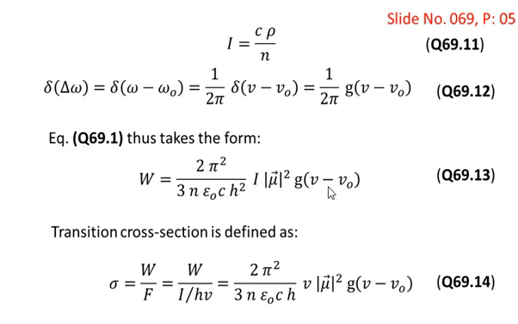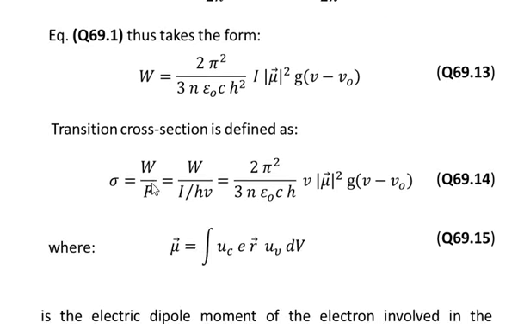The transition cross section is also defined as sigma is equal to W over F, where F is the flux of the incident beam. So W divided by the flux F of the beam, which is represented by I over h nu, and we are substituting the value of W over here and then cancelling the common terms. Then we have sigma, which is the transition cross section for the case of the semiconductor material, given by 2 pi squared over 3 epsilon naught c h multiplied by nu multiplied by the absolute square of mu multiplied by g of nu minus nu naught.